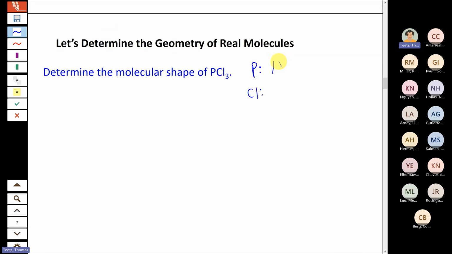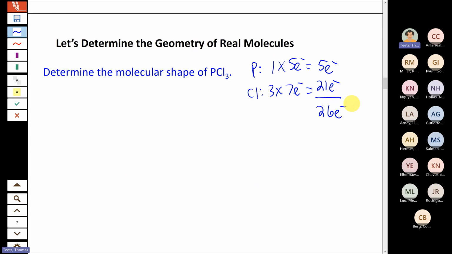So one phosphorus has 5 valence electrons. 3 chlorines each have 7. There's going to be a total of 26 valence electrons in PCl3. No charge, so we don't have to add or subtract any from that.